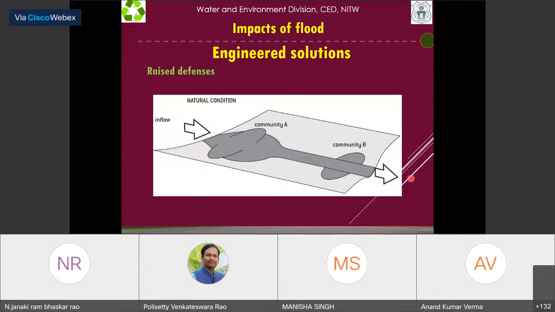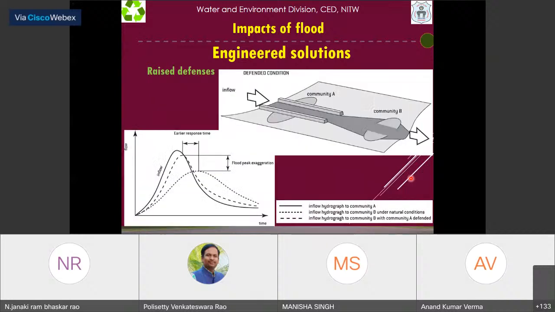This is an example of raised defense. In a normal scenario, in case of inflow, communities A and B are likely to get inundated under natural conditions. By having raised embankments or properly planned defenses, I can see community A is protected from inundation. The same thing with community B also.